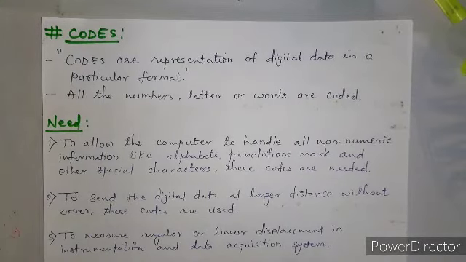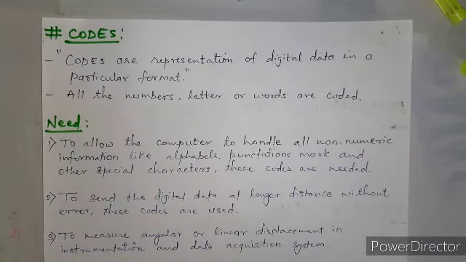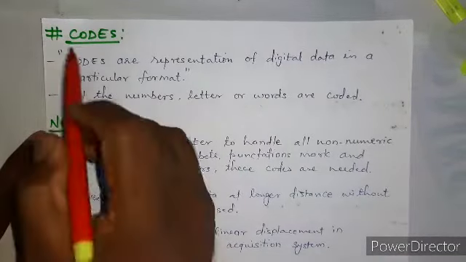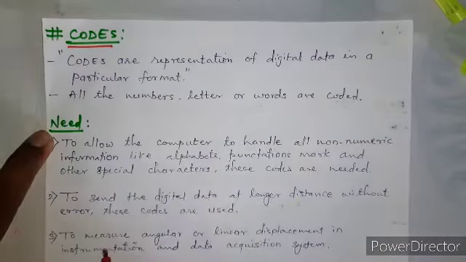In the last lecture we have seen the complete binary arithmetic, right? And now in this lecture we are going to see the different codes that are used in a digital system. Now, very first, let us try to understand what we mean by codes.